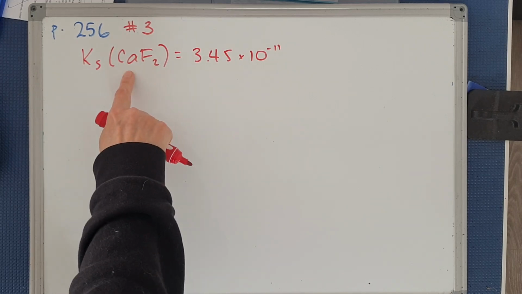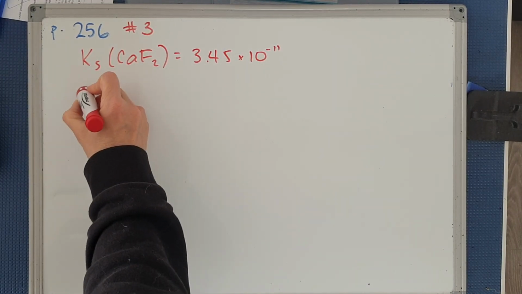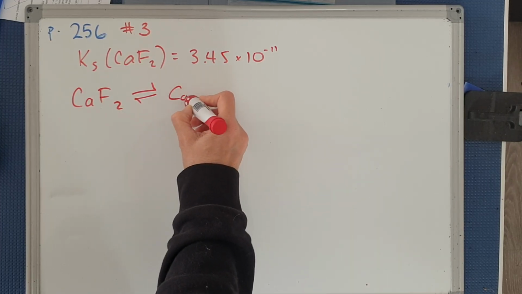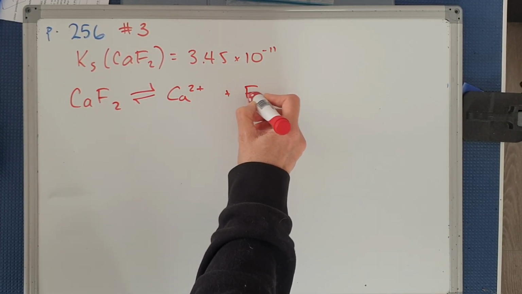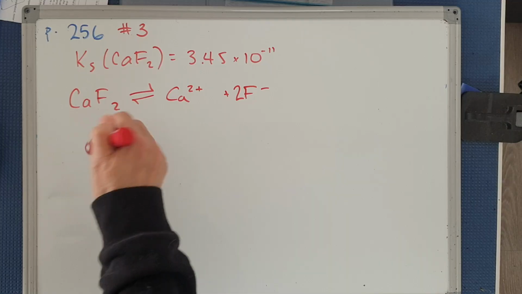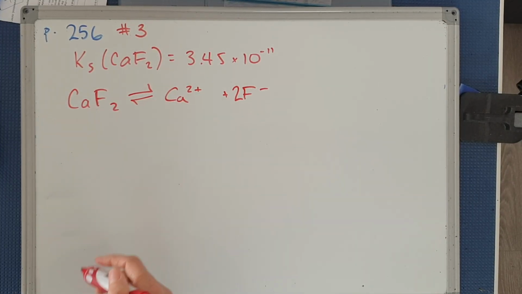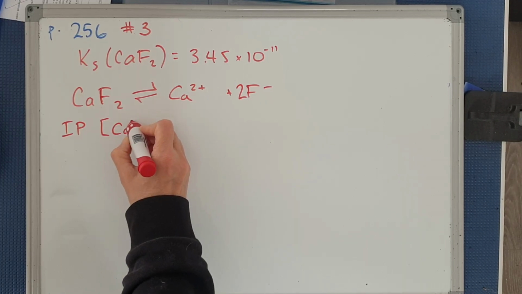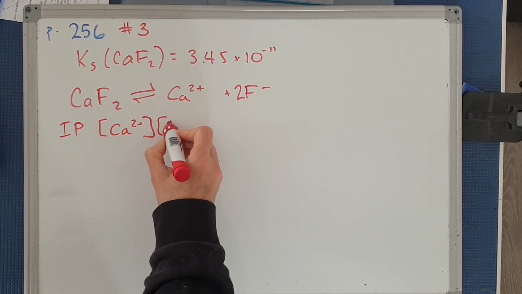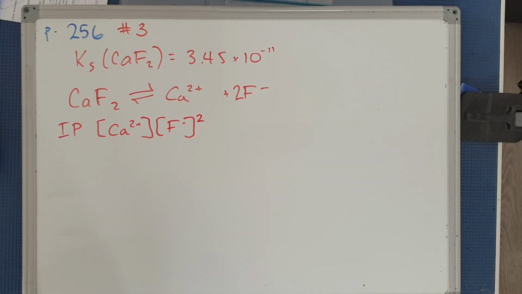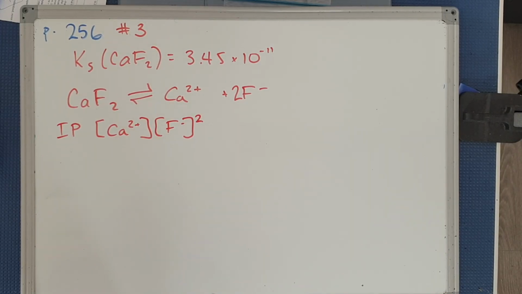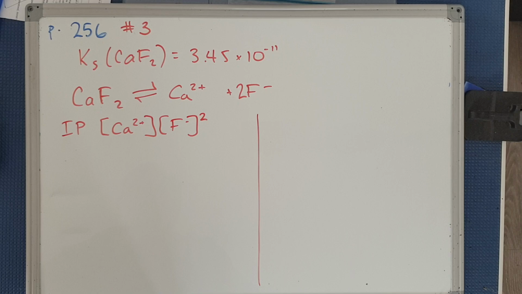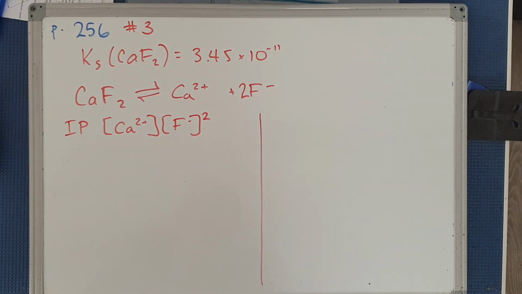So first step, we're looking at our calcium fluoride. Let's write the equilibrium equation for this. Remember, we just split our two ions up and we've got them there. So our ionic product for this will be the concentration of calcium times the concentration of fluoride squared. So we obviously need these two values. So I'm just going to set this over here and I'm going to get this information.